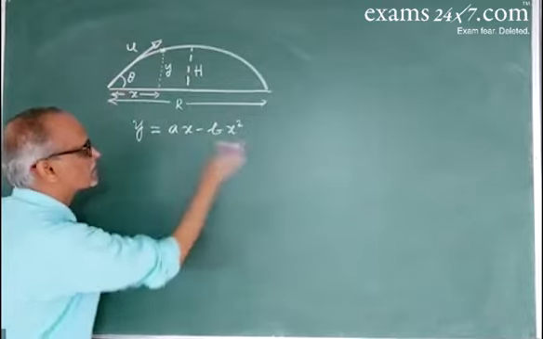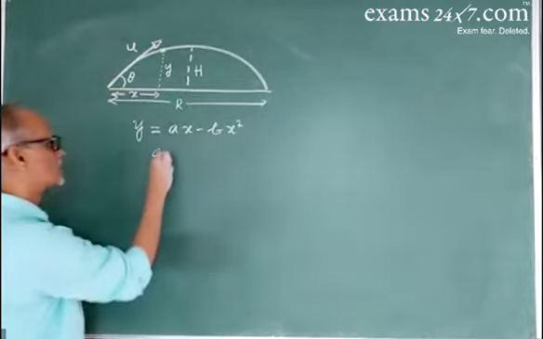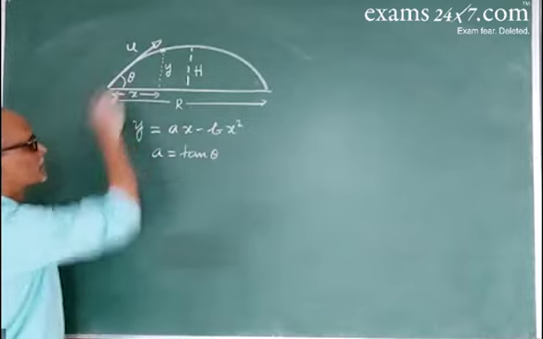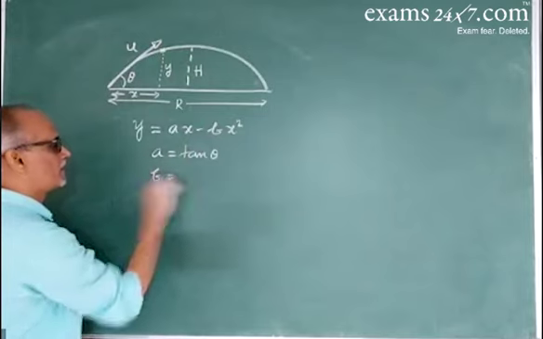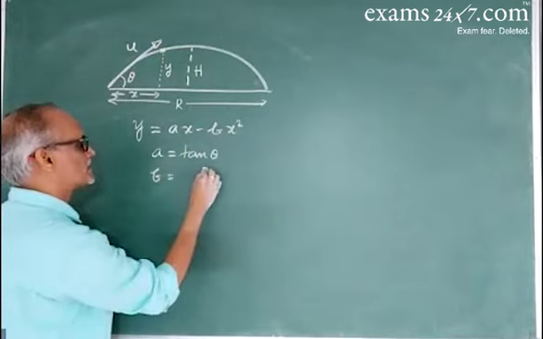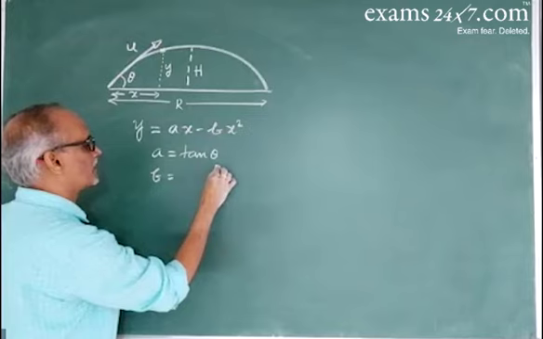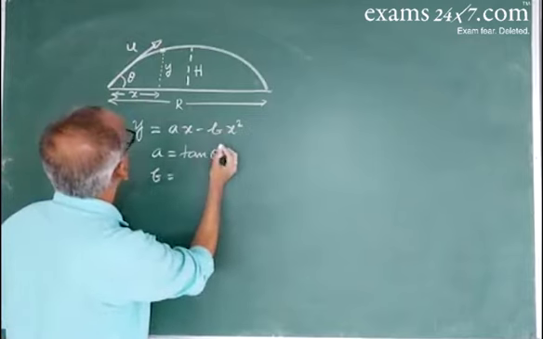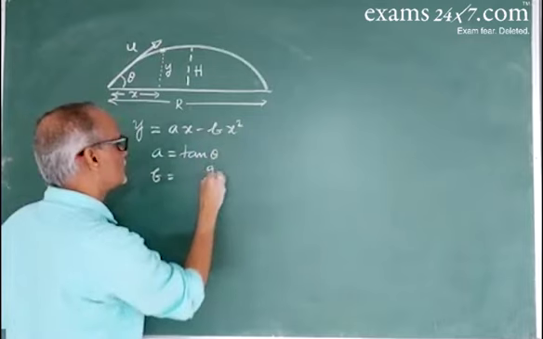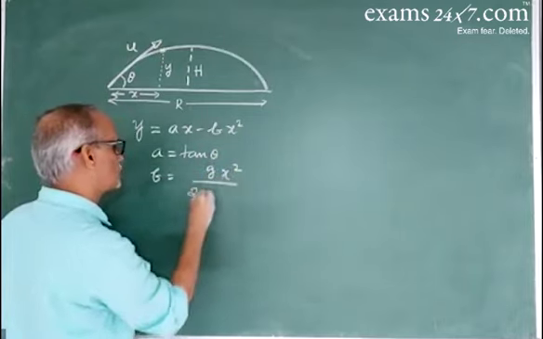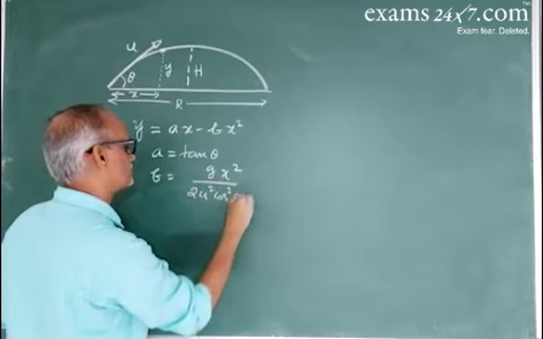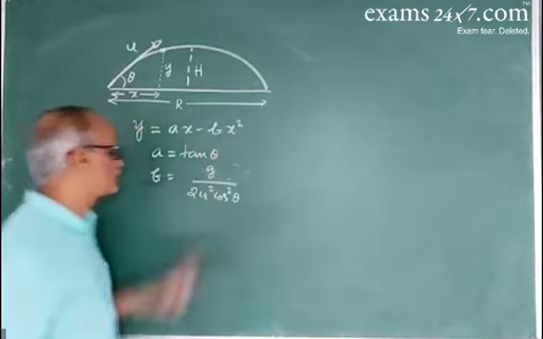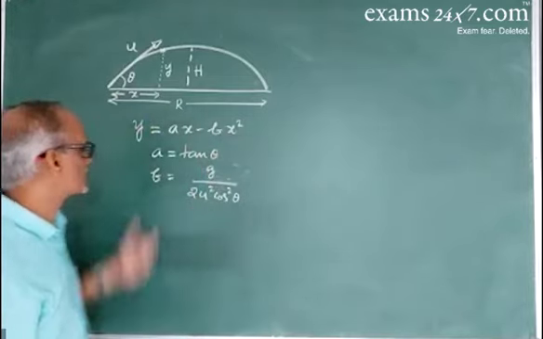Y and x can be substituted. What is the value of a and b? So a and b are constant. So a is equal to tan theta, where theta is the angle of projection. What is the value of b? B is equal to g x square by 2u square cos square theta. So that's the value of b, not x square. Sorry, it's g by 2u square cos square theta. So that's the value of b.